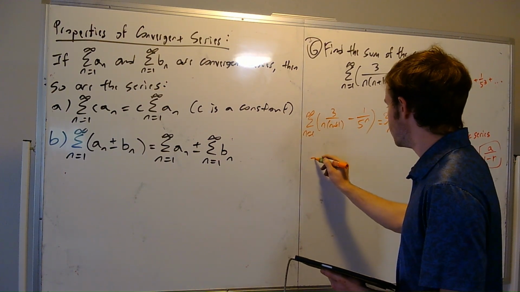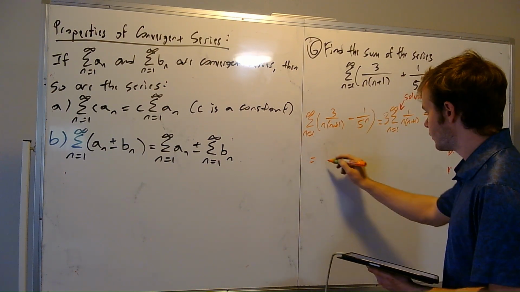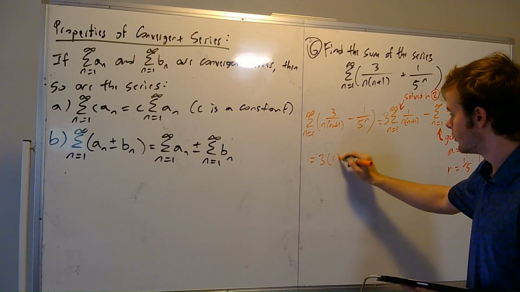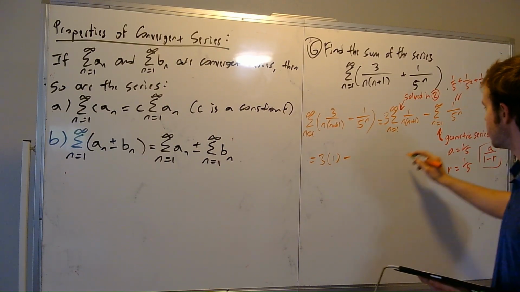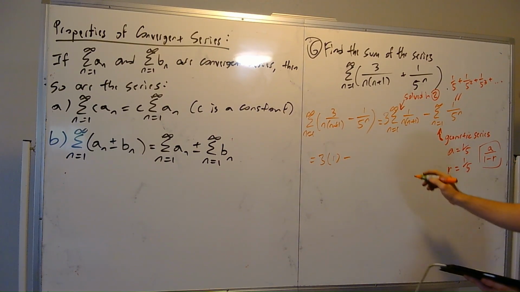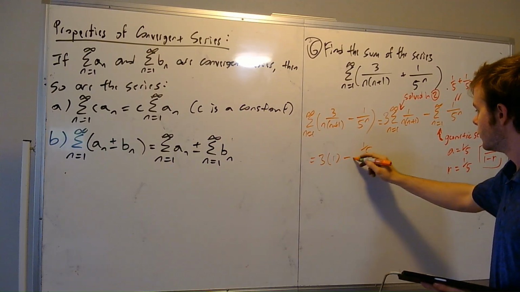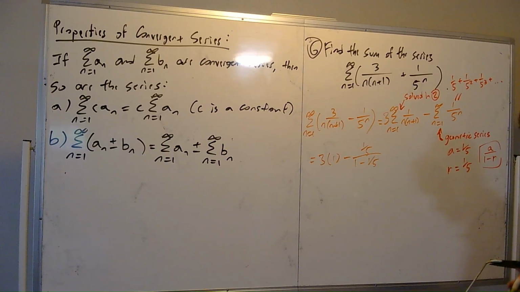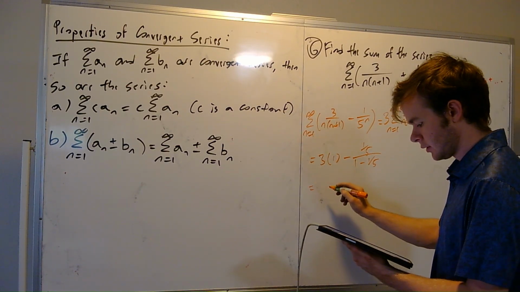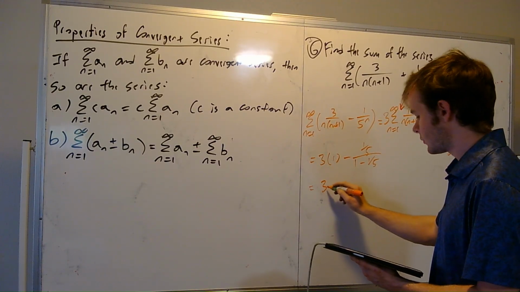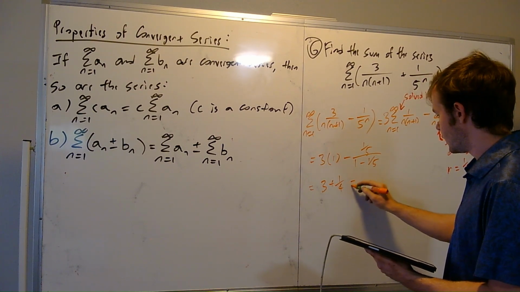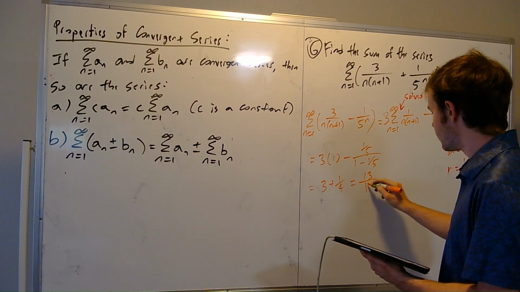So if we plug in what we know, this is going to be equal to 3 times, we said in example 2 that this was 1, minus, we just had to plug in a and r. So it's 1/5 over 1 minus 1/5. Okay. And now we just solve this. This is 3 plus 1 over 4, which is going to end up being 13 over 4.